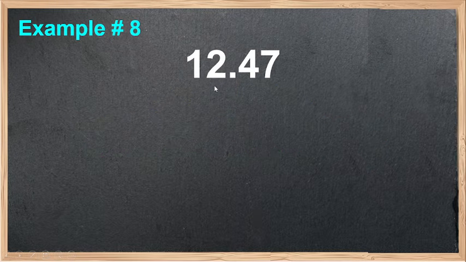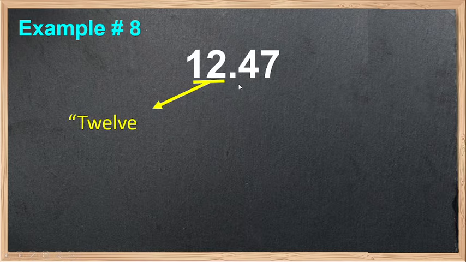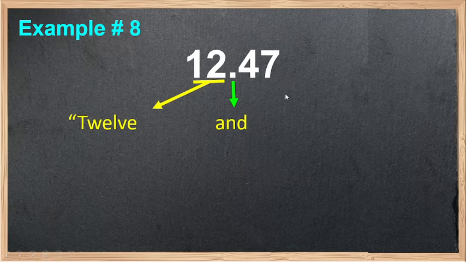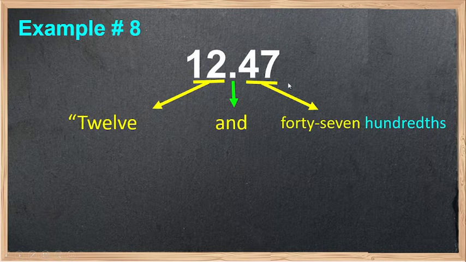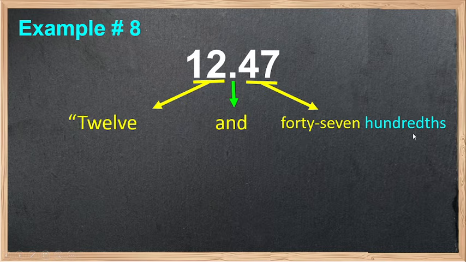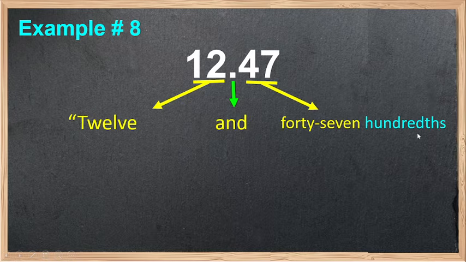We have now example number 8. First, read the whole number. We have 12. Then, the decimal point is read as "and." And we have the decimal number 47. And then, the highest place value is hundredths. So, we have 47 hundredths. Therefore, combine it: 12 and 47 hundredths.